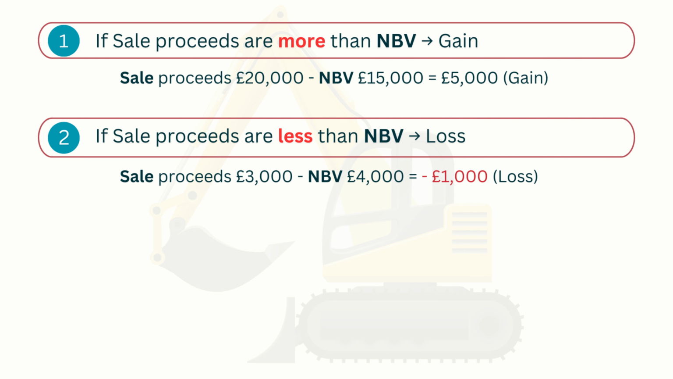If the sale proceeds are less than the net book value, the business makes a loss. Look at the second example. The sale proceeds are $3,000. The net book value is $4,000. $3,000 minus $4,000 gives a difference of $1,000. In this case, the business received less cash than the value of the asset in the books. That shortfall of $1,000 is a loss on disposal.